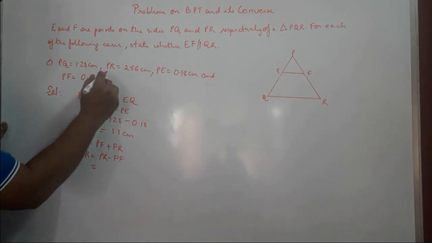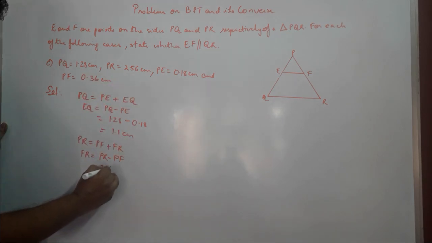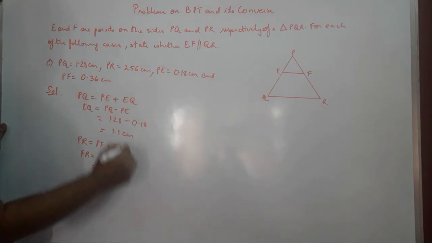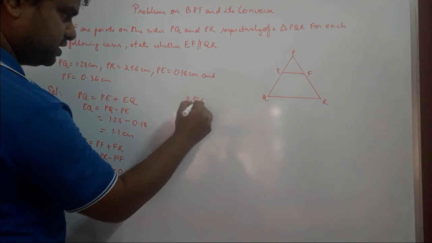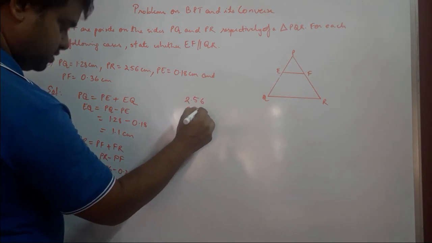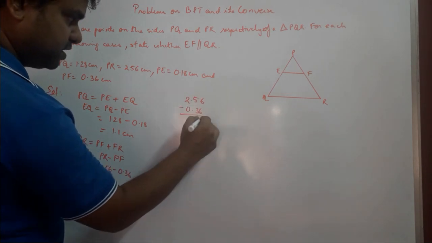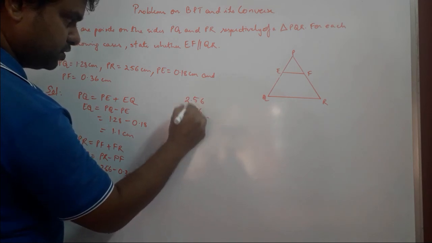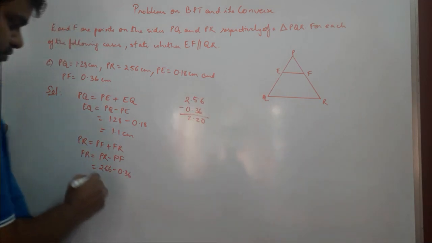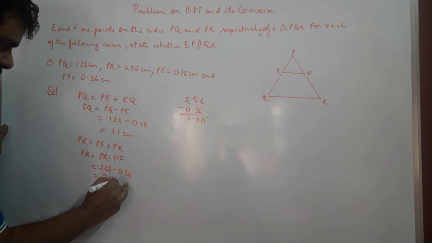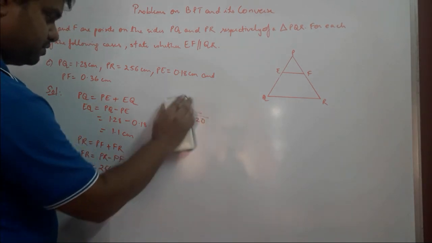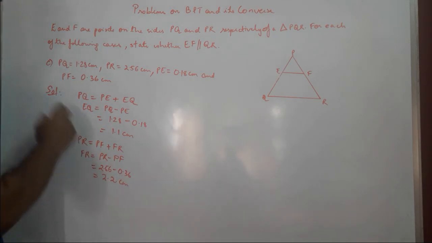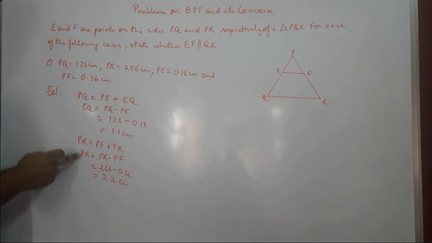PR is 2.56 and PF is 0.36. Let's subtract this, 2.56 minus 0.36. 6 minus 6 is 0, 5 minus 3 is 2, 2 minus 0 is 2. So we get this value as 2.2 centimeters. Okay, so we've got EQ and we've got FR.